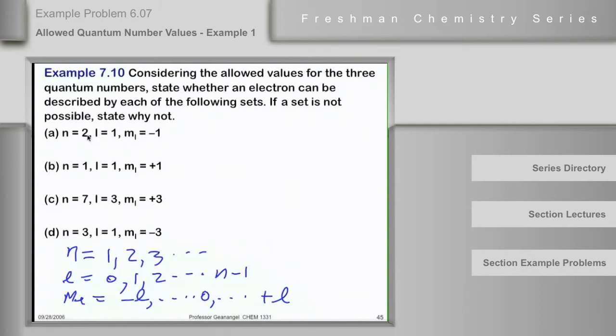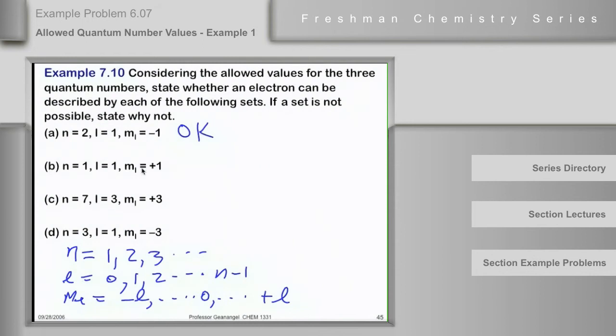Well, if we look at the relationship between n and L, that looks good because n is 2 and L is 1. So that's okay. L could not be 2, but it can certainly be 1 or 0. And then if we look at m sub L being negative 1 and L is equal to 1, that fits too because m sub L would take values of negative 1, 0, and positive 1. So this thing is okay. It's all right. Everybody see that? Comfortable with it?